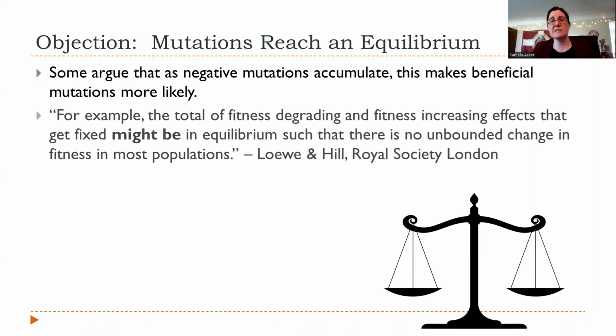So you see things in scientific papers like this. This is from the Proceedings of the Royal Society in London. For example, the total of fitness degrading and fitness increasing effects that get fixed might be in equilibrium such that there's no unbounded change in fitness in most populations.